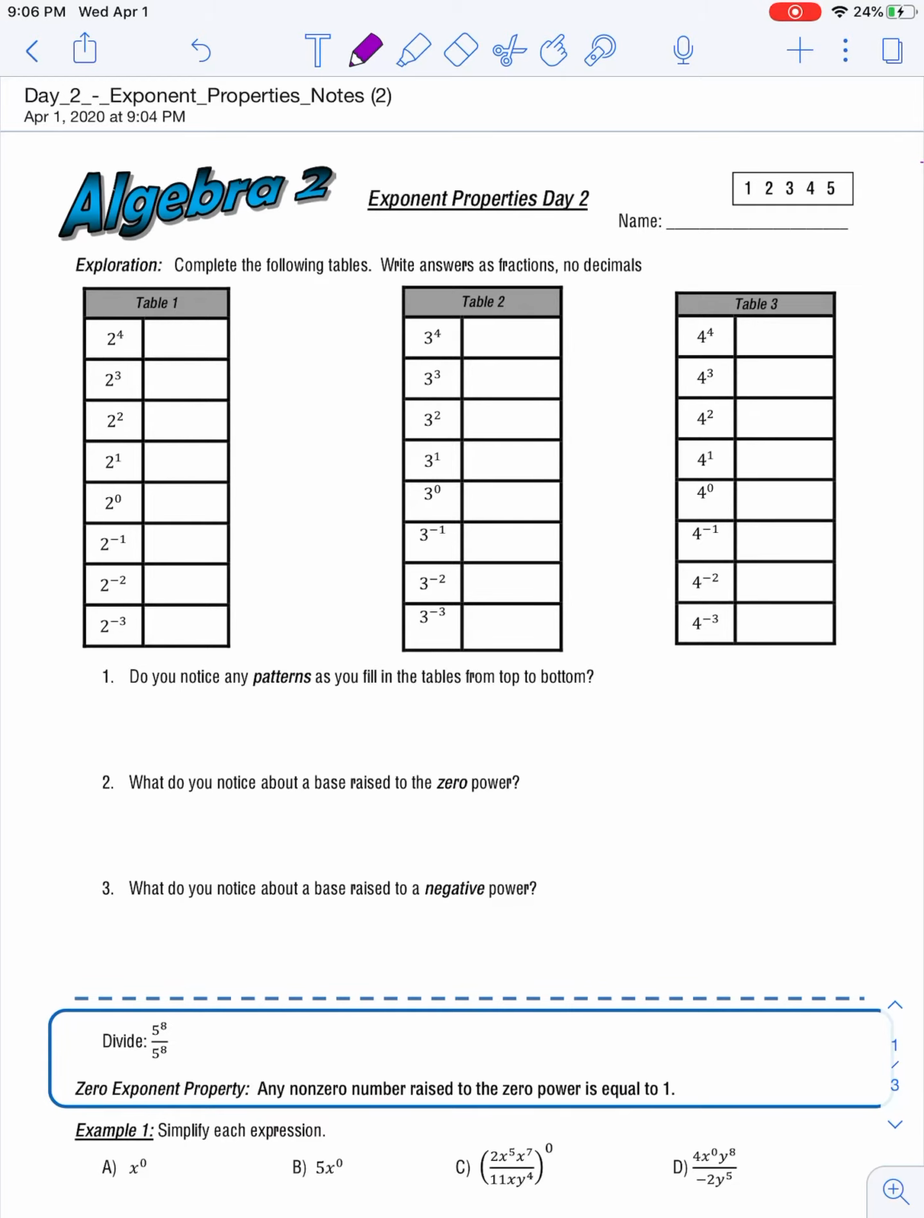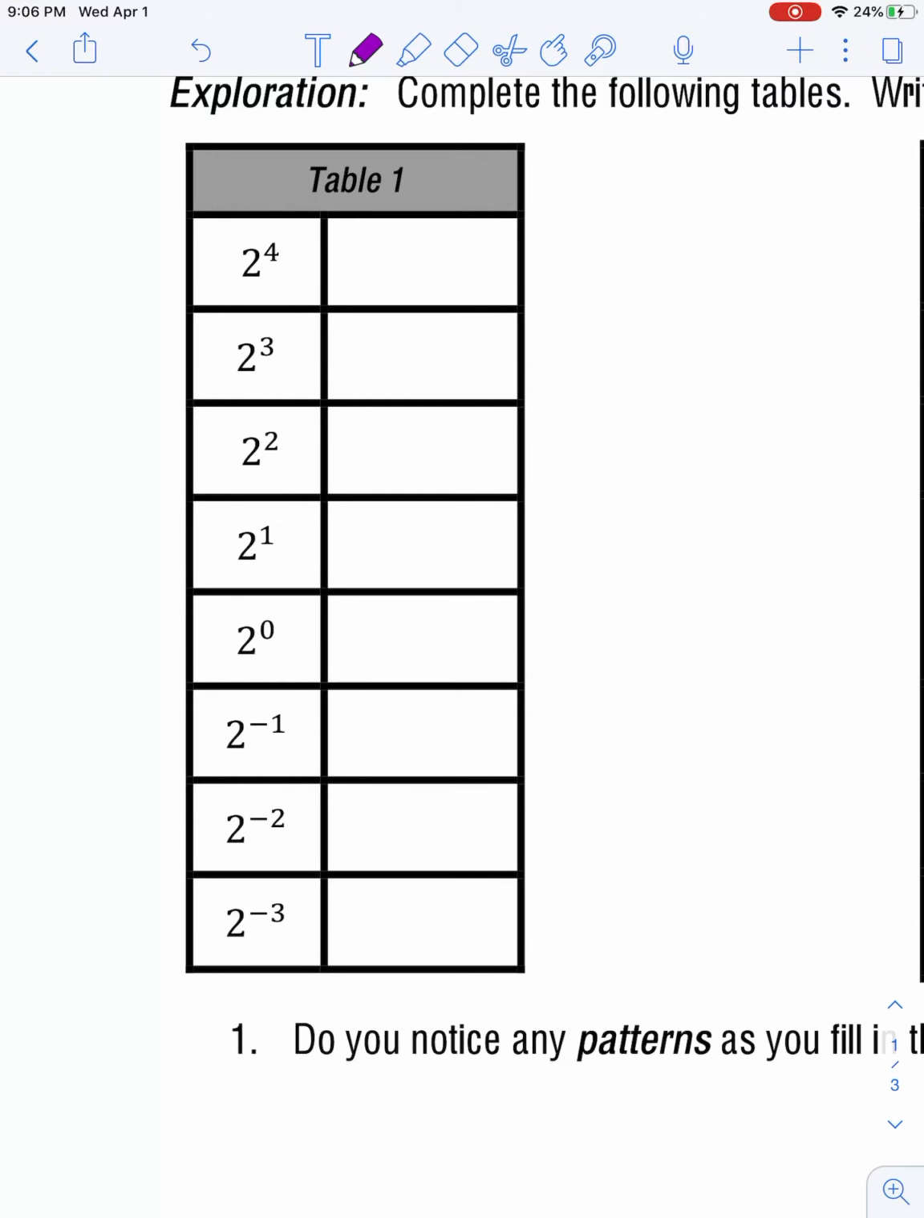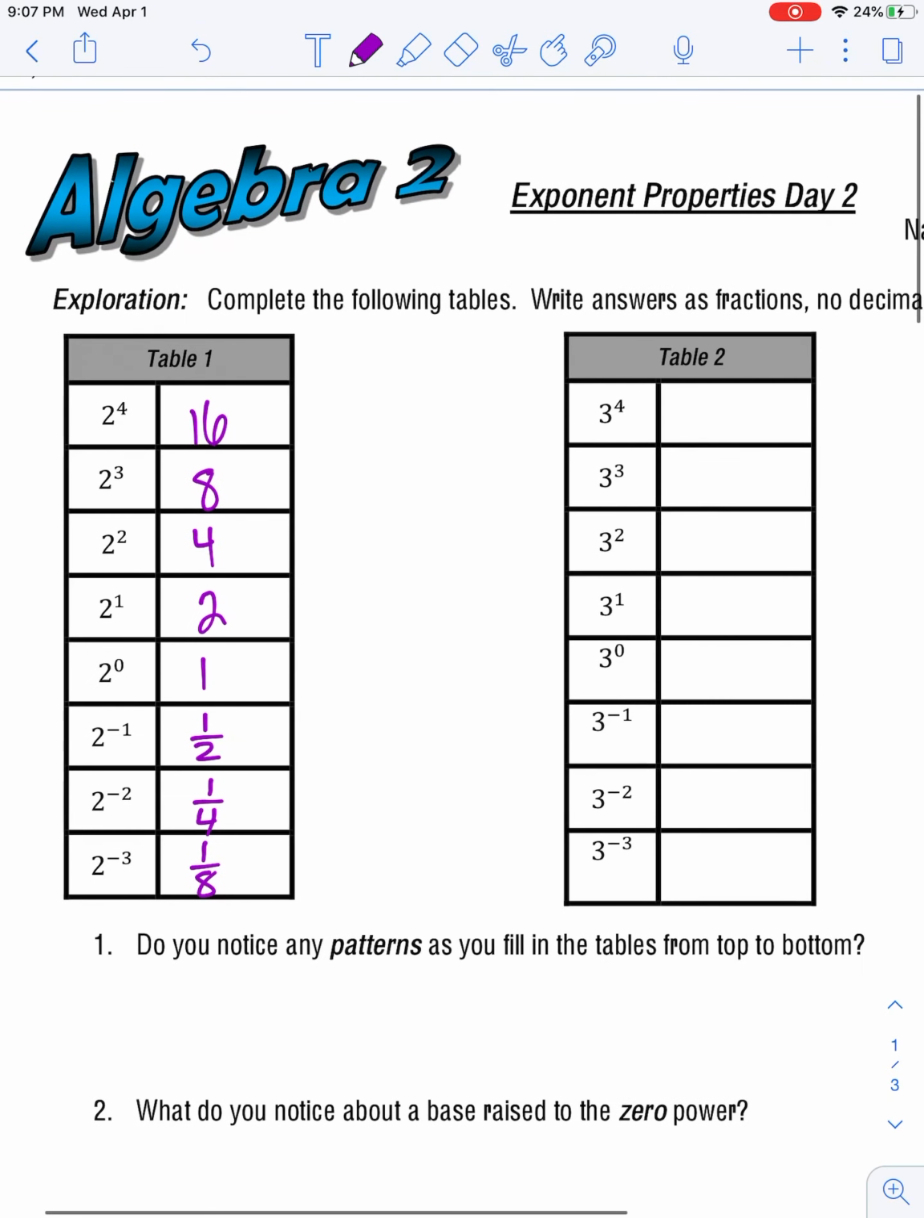All right, let's check and see for table 1. 2 to the 4th power is 16, 2 cubed is 8, 2 squared is 4, 2 to the 1st power is 2, 2 to the 0 power is 1. You could use your calculator to get these, or you can just do 2 times 2 times 2 times 2, and so on. When you get to the negative exponents now, in your calculator, 2 to the negative 1 would give you 0.5, but if you convert that back to a fraction, we should have 1/2. 2 to the negative 2 would be 0.25. Convert it back to a fraction to get 1/4, and 2 to the negative 3 would be 1/8. So check and make sure you found all of those correctly.